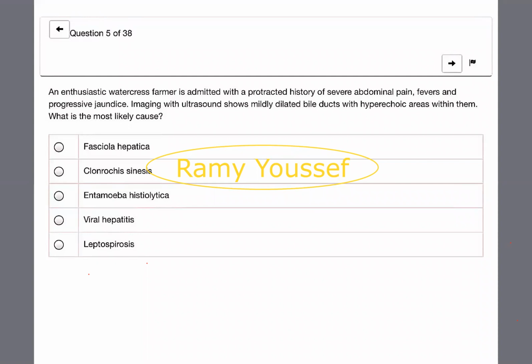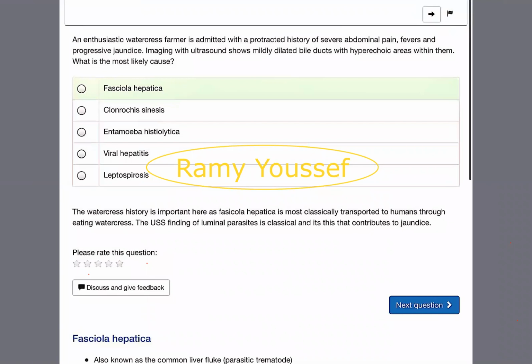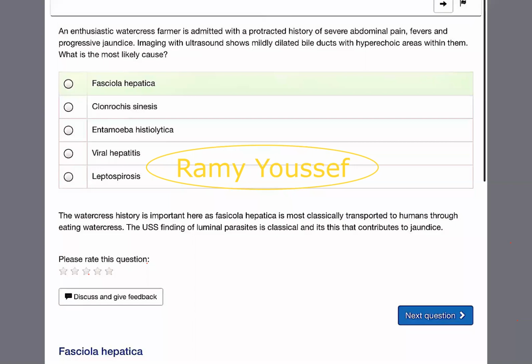Fasciola hepatica is big enough to block the bile tract and cause this picture of obstructive jaundice inside the liver and dilatation of the bile ducts. So it's not viral hepatitis, nor Entamoeba histolytica, nor Clonorchis sinensis. They will not make dilatation except for Fasciola hepatica. It's big enough to obstruct the main bile ducts.